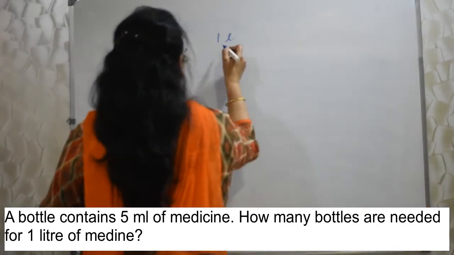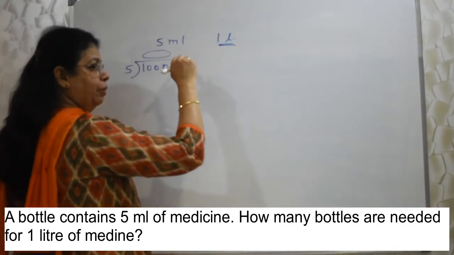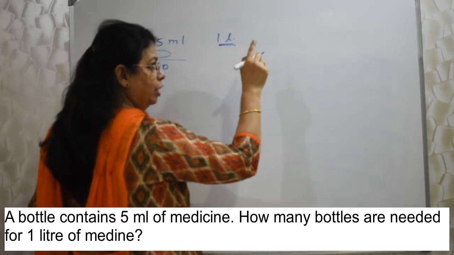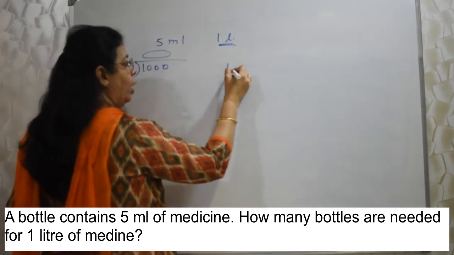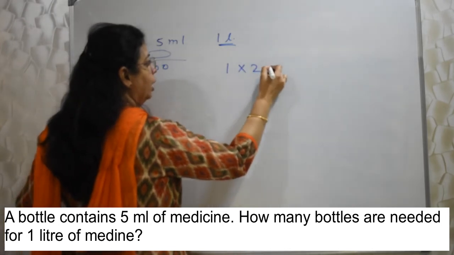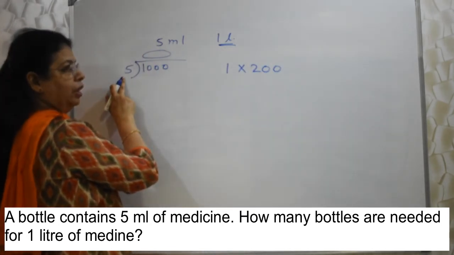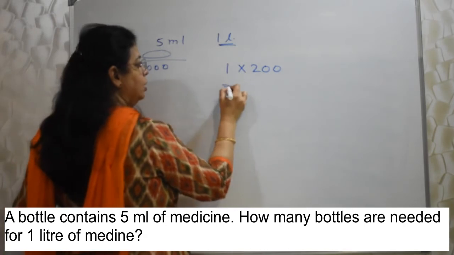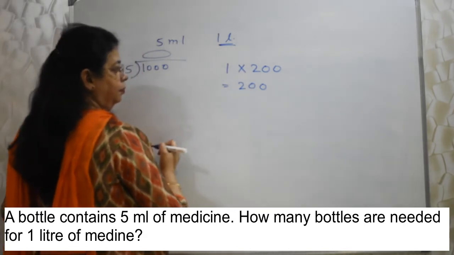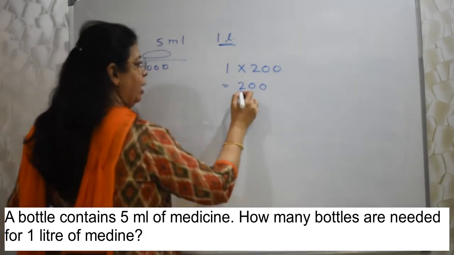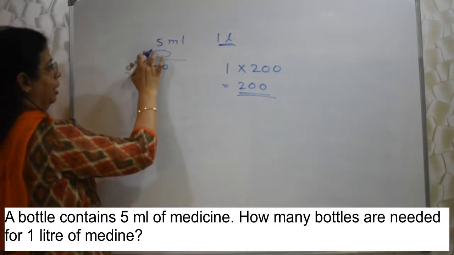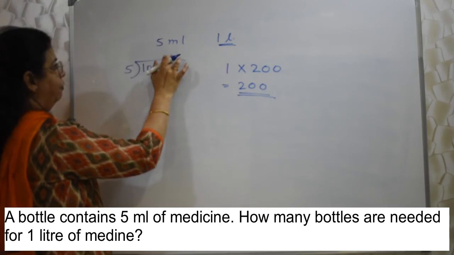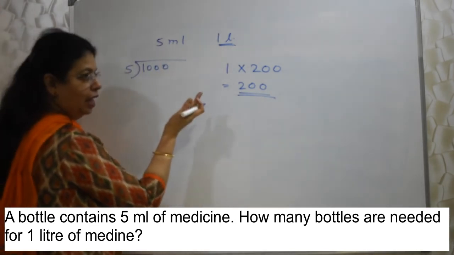With what? Whatever is the total. Now in the previous sum it was a 15 liter bucket, so we had taken 15. Here it is 1 liter total. So 1 into 200, because relation of 5 with 1000 is 200. So answer is 200. Ready-made answer is ready. Here also you will get the same thing. Here fortunately it is 5, so it is not that difficult as 125.